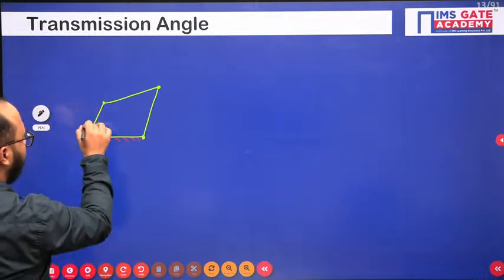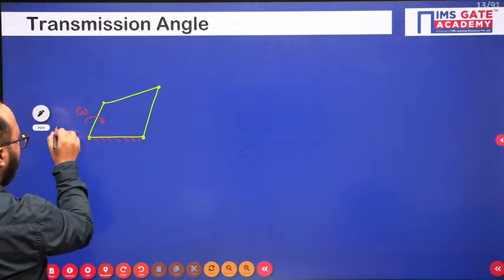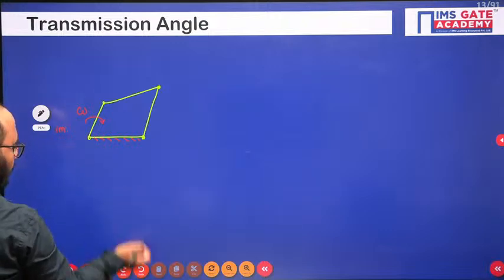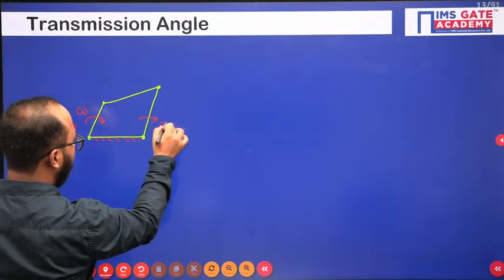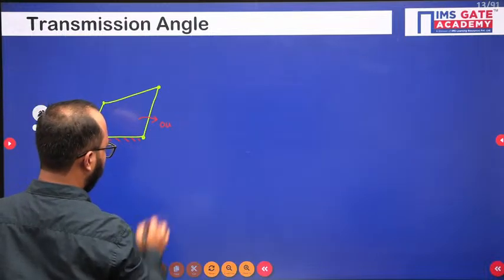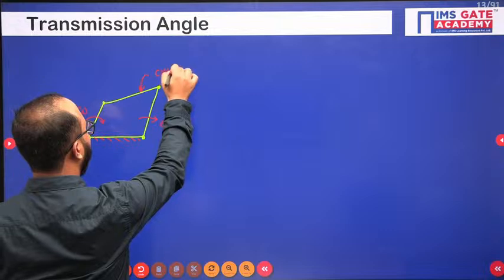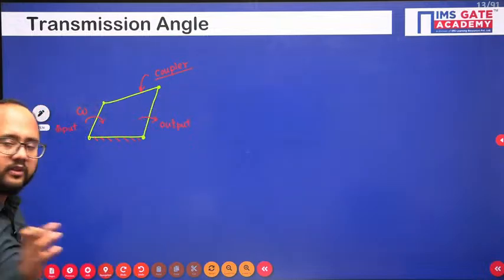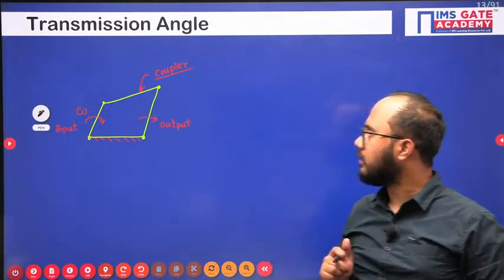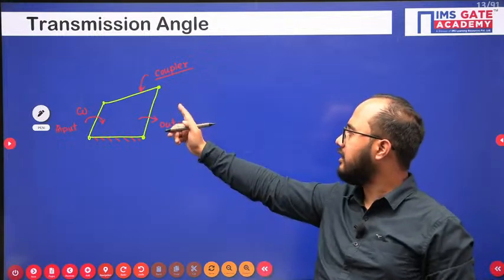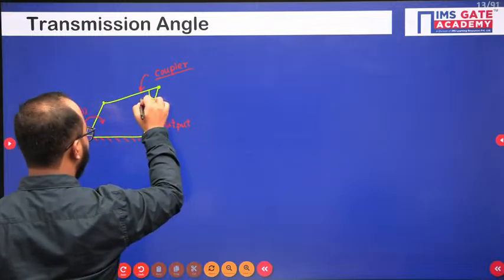Let's suppose you have provided rotation omega to this length, right? So you have given input here, and you will be getting output here. Okay, so this link is actually the coupler we are having. So the coupler is a link which is connecting your input and output link, right? The angle made by the coupler with the output link is actually known as the transmission angle.